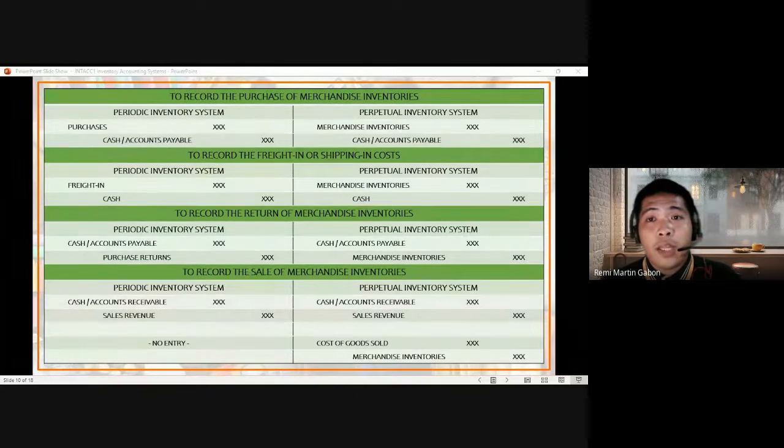So I hope nare-refresh sa periodic and perpetual inventory system. This is just a somewhat recall on your basic accounting.